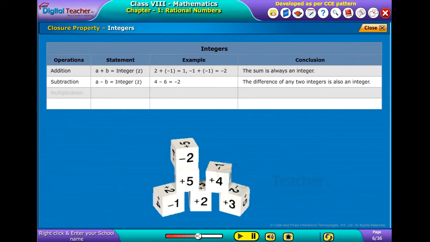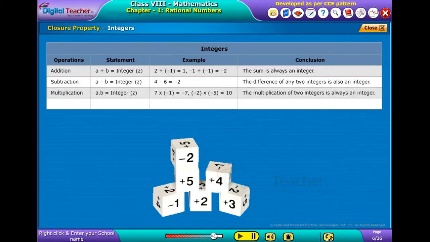Under multiplication, it states that the product of two integers is always an integer. For example, product of 7 and minus 1 is minus 7, or the product of minus 2 and minus 5 is 10, which is an integer. It concludes that the multiplication of two integers is always an integer.